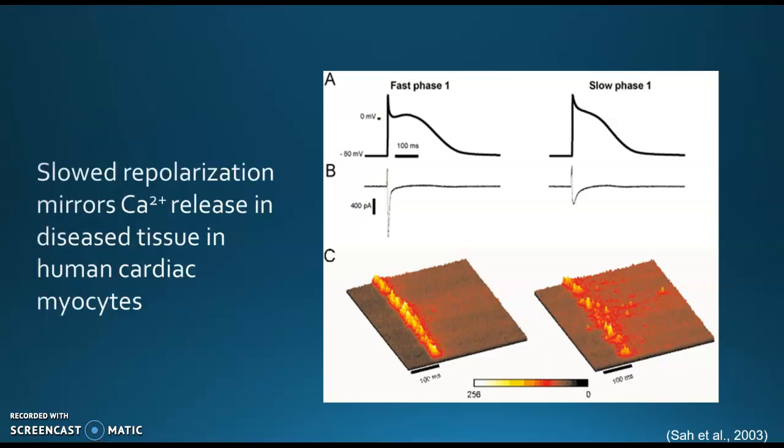So ultimately, what this study showed was that a slowed repolarization without that initial fast phase repolarization mirrors the calcium release that we see in diseased tissue in human cardiac myocytes, but has been displayed in these model organisms.